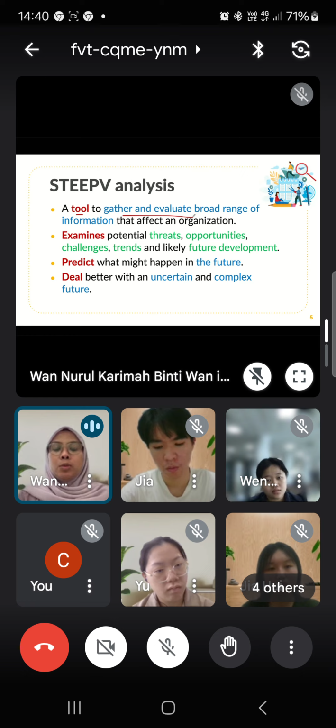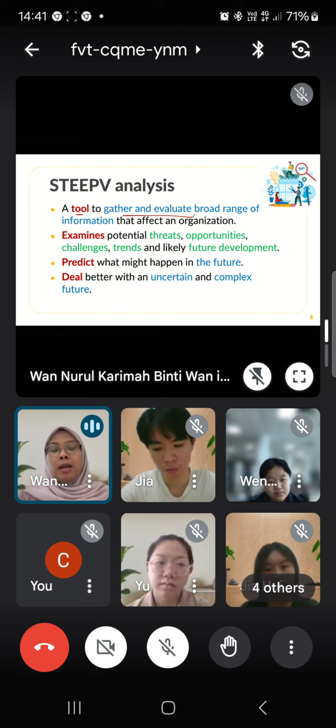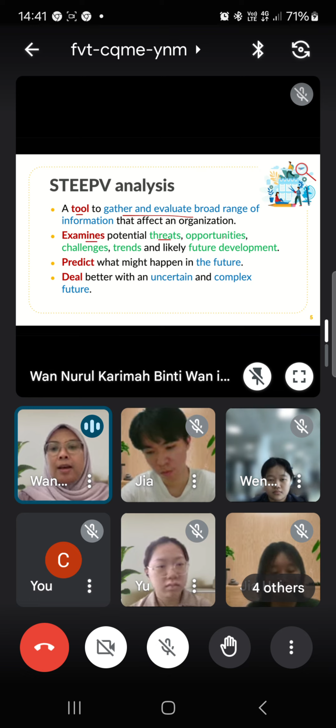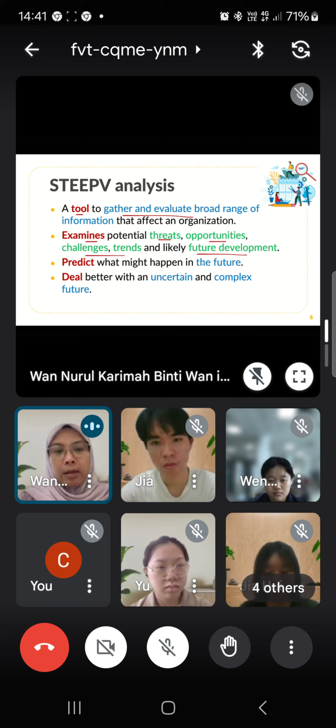So that's why we need to gather all this information related to the issues, trends, and challenges, and we have to evaluate and assess how it relates to the topic that we have chosen. And we try to find interrelationship between all those issues, trends, and challenges. So basically, STEEPV analysis is used to examine threats, opportunities, challenges, trends, and likely future development of a certain topic or a certain area. And we use the results of STEEPV analysis to predict what might happen in the future.